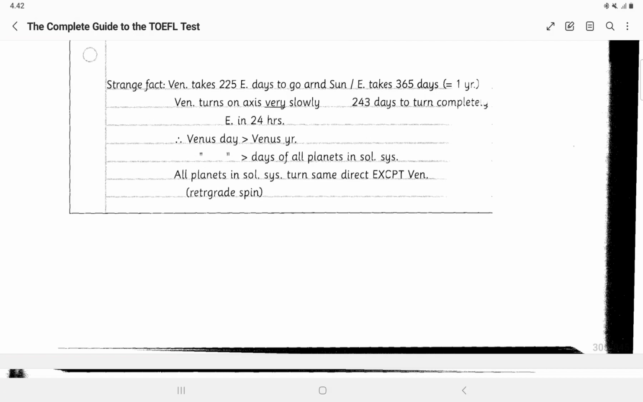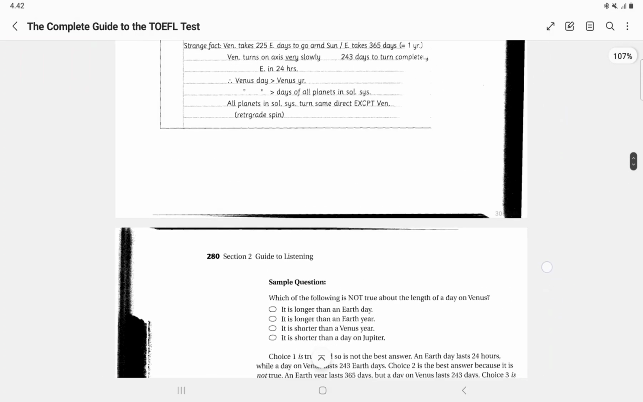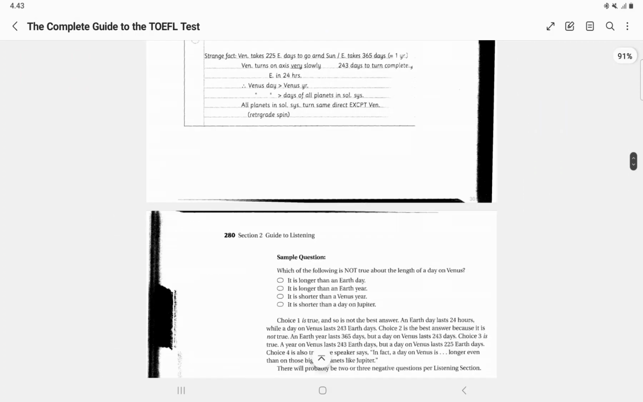Which of the following is not true about the length of a day on Venus? Choice 1 is true. A day on Venus is longer than Earth day. Choice 1 is not the best answer. An Earth day lasts 24 hours, while a day on Venus lasts 243 Earth days. Choice 2 is the best answer because it is not true.